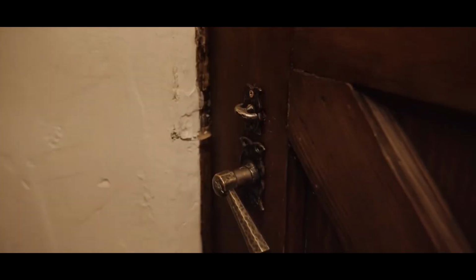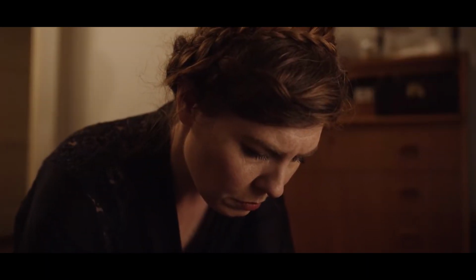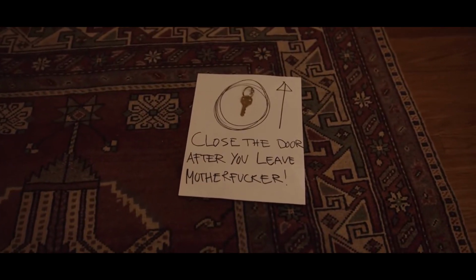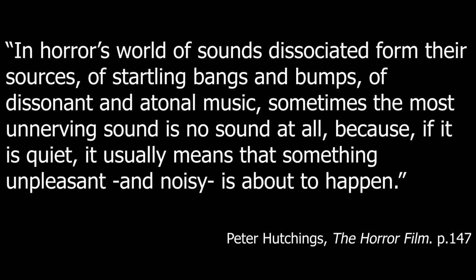In the second montage scene, Sandberg creates the tension with the use of sound. He uses a slow-building, suspenseful music followed by a complete silence. In his book, The Horror Film, Hutchings explains the importance of sound in horror films and its impact on the viewers. He adds that silence plays a big role in creating tension by saying, "in horror's world of sounds dissociated from their sources of startling bangs and bumps of dissonant and atonal music, sometimes the most unnerving sound is no sound at all, because if it is quiet, it usually means that something unpleasant and noisy is about to happen."